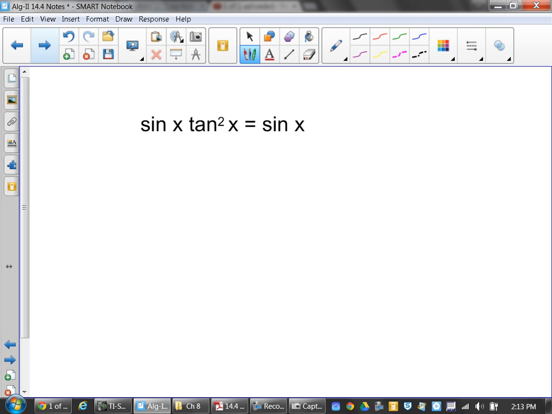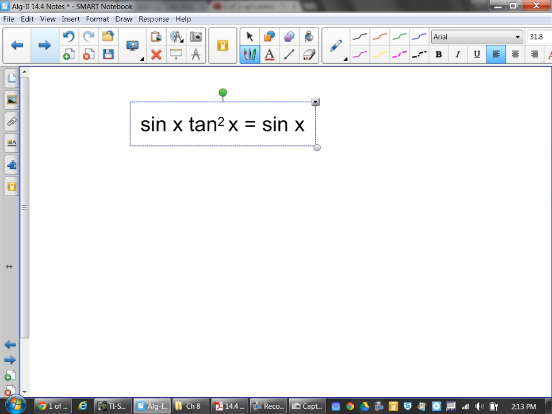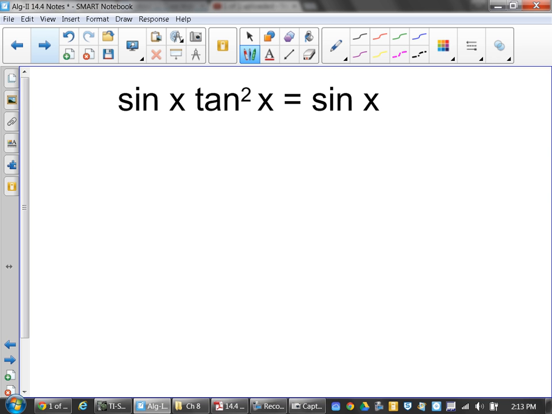Can you just remove the sine? Algebraically, how do you do it? Let me write it down first. You have sine of x times the tangent squared of x. Would you divide by the sine of x, and then there'd be sine of x over sine of x, and that's 1? Yes.